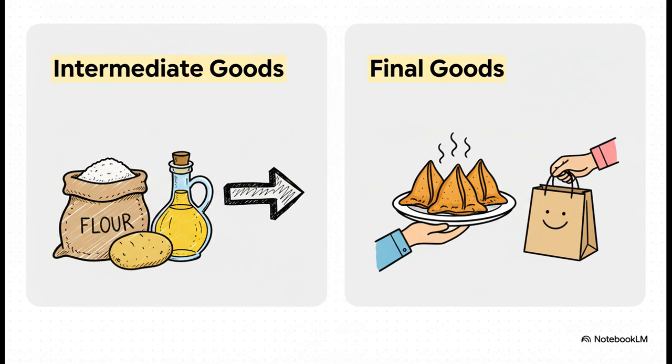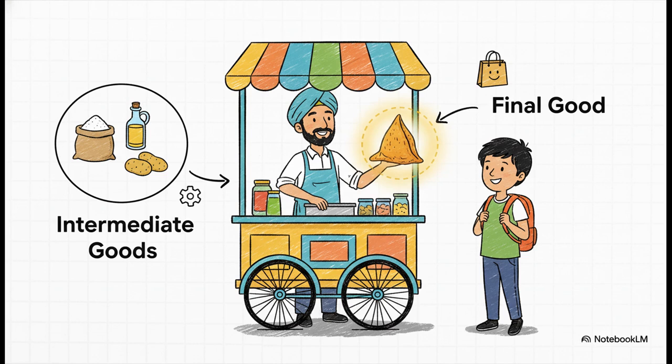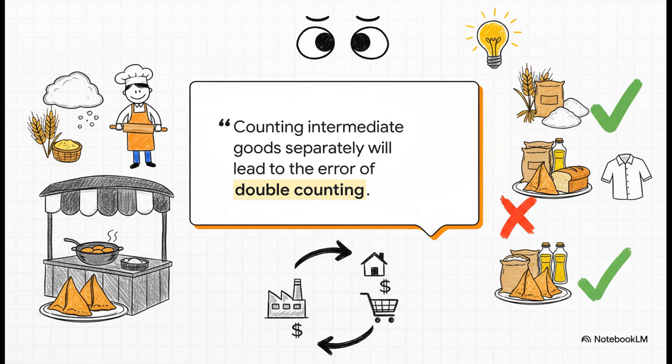The main difference? Intermediate goods get used up to create something else, while final goods are the end of the road. They're the final product. And this picture makes it so clear. Just imagine your favorite samosa wala bhaiya down the street. The flour, the oil, the potatoes that he buys to make those amazing samosas, all of those are intermediate goods. But that hot, delicious, crispy samosa that you buy from him, that is the final good, because you are the final user. Simple, na?